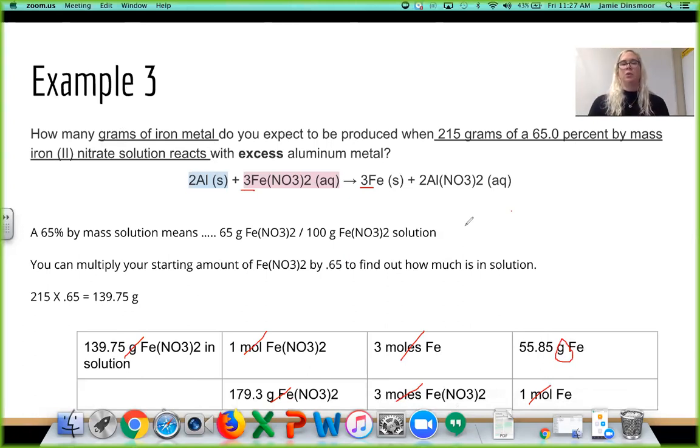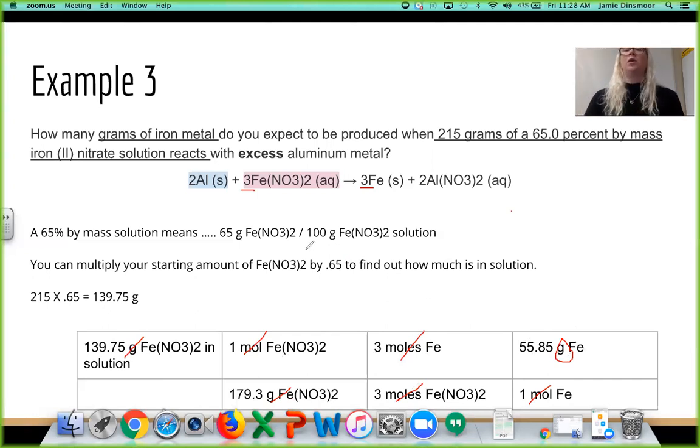So now we actually just have to do the multiplication. We're going to take 139.75 divided by 179.3. Here we would really be multiplying by 3 and then dividing by 3. That essentially becomes 1, so I'm just going to ignore that. And we're going to multiply by 55.85. And you should get 43.53 grams of iron as your final answer.